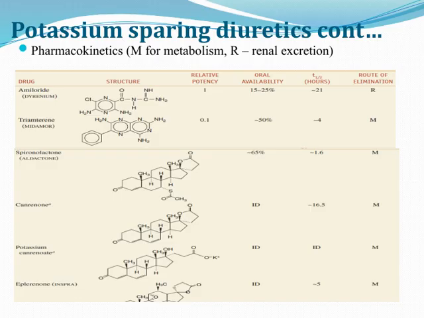Understanding these aspects is crucial because it helps us determine the dosing, potential interactions, and side effects. For example, since these drugs are primarily excreted by the kidneys, impaired renal function can lead to accumulation and increased risk of hyperkalemia. So, in essence, their pharmacokinetics highlight the importance of monitoring kidney function during therapy and adjusting doses accordingly. This ensures we maximize therapeutic benefits while minimizing adverse effects, tying back to our overall goal of safe and effective diuretic use.